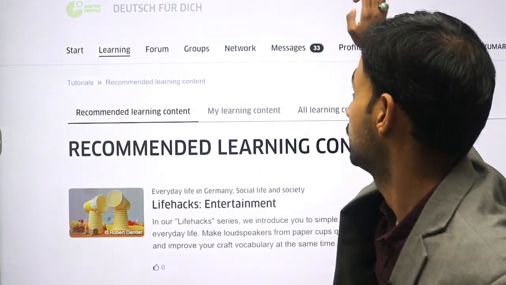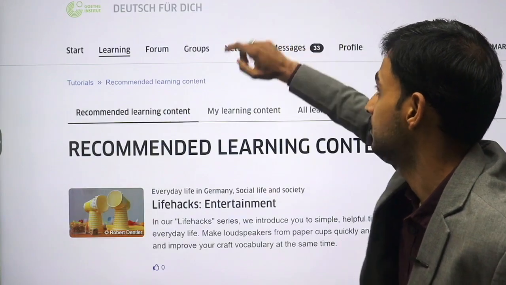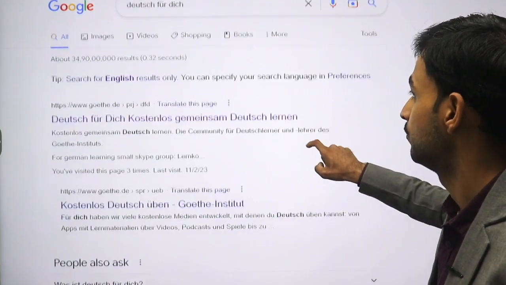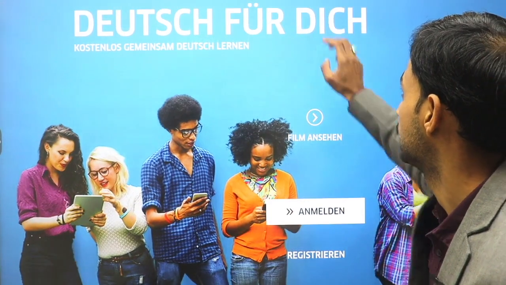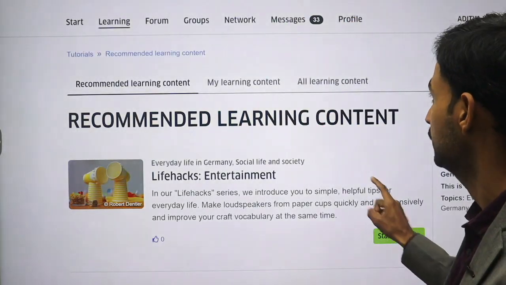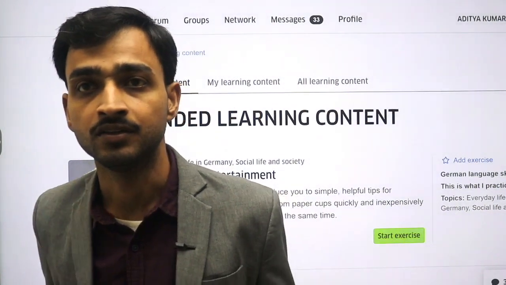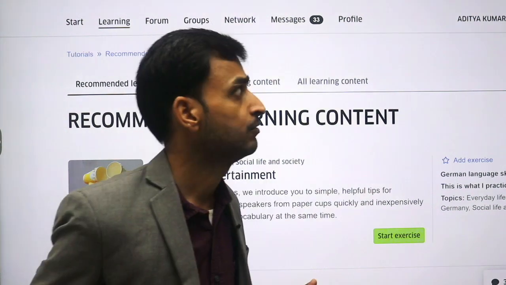The third is very important. Just type on Google "Deutsch für dich". Click the first one and this is the page, and here you have to first register yourself. I have already registered myself, so I will go to Anmelden. This is my page, and here you can join the German speakers, people who are in different countries and regions. You can contact them, or you can improve your German language. There is a community of German speaking people, Deutsch für dich. This is an initiative by the Goethe Institute.